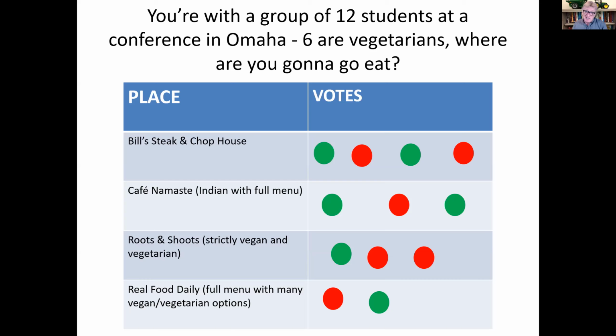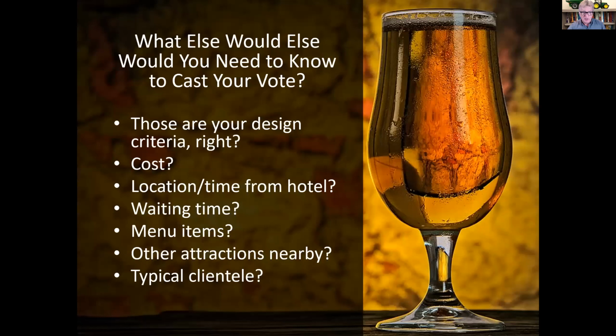If you're a vegan or vegetarian, that might not be a really attractive alternative. You've got a tie between Cafe Namaste and Roots and Shoots, and so that's kind of a problem. How do you deal with these kinds of issues? So single voting, or having a single vote per person, really does have some limitations unless you have narrowed things down to just perhaps like 2 different design alternatives.